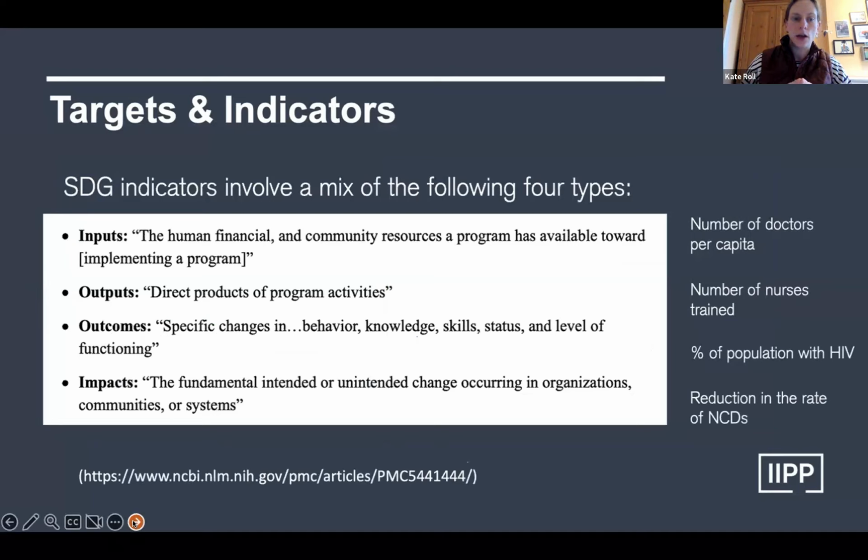SDG indicators look at inputs, outputs, outcomes, and impacts. I won't go into this too much, but it's a mix of questions, like what proportion of women have mobile phones, but also, do we see changes in certain things? So the reduction of the rate of non-communicable diseases might be something that would be an impact, versus something like how many nurses are trained per year, which might be an output that's also measured. So it's a mix of different ways of measuring within the indicators.